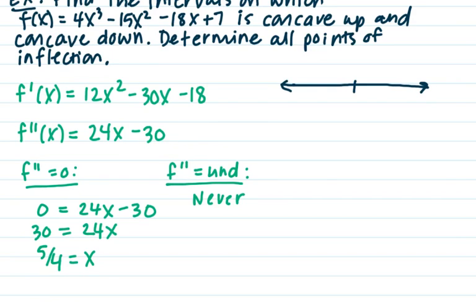So we're only testing 5/4, and we're substituting values back into the second derivative, 24x minus 30. Obviously anything to the left of that will simply be negative, and anything to the right will be positive. And remember, this represents our second derivative values, and then we're going to talk about what that would look like on our function. If it's a negative second derivative, then it's going to open down, concave down, and if it's positive, it's going to open concave up.